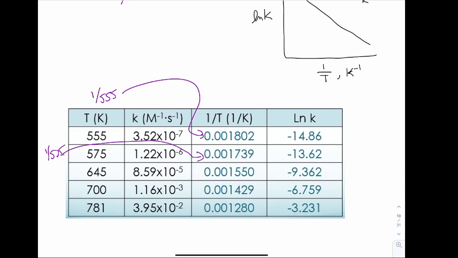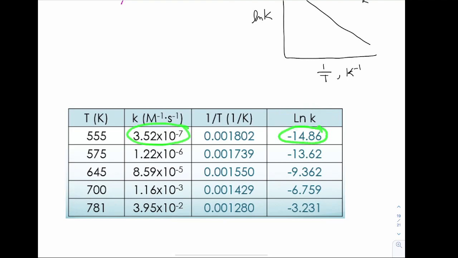So that column is just coming from taking the reciprocal of my temperature in Kelvin. My last column, I'm taking the natural log of my rate constant. So natural log of K. If I was to take the natural log of this number, this is what we get. The natural log of this number, this is what we get.